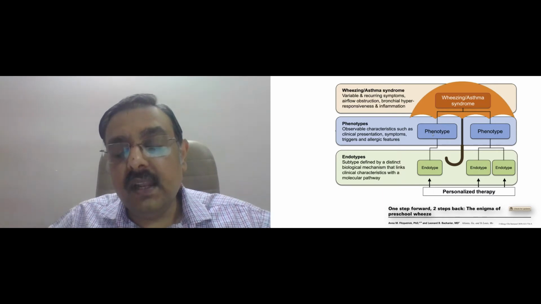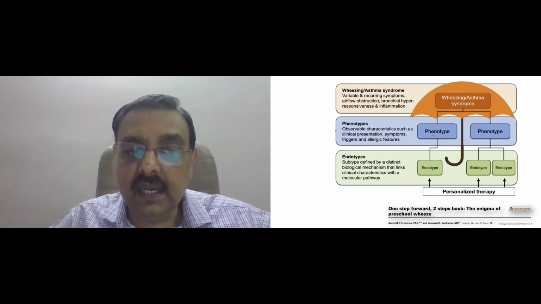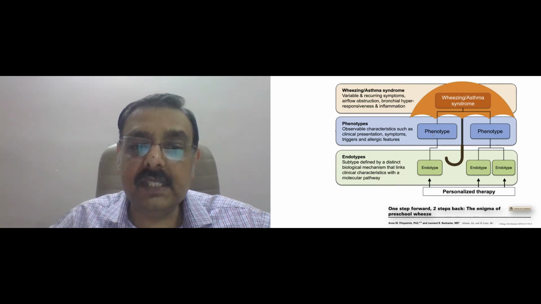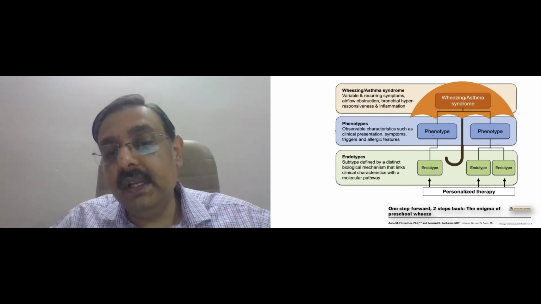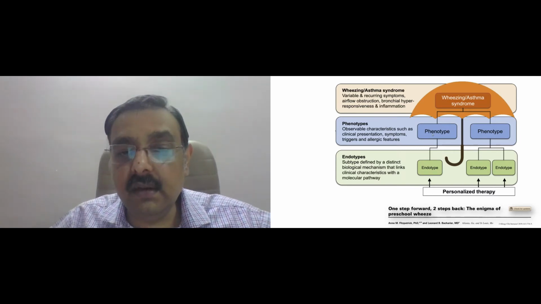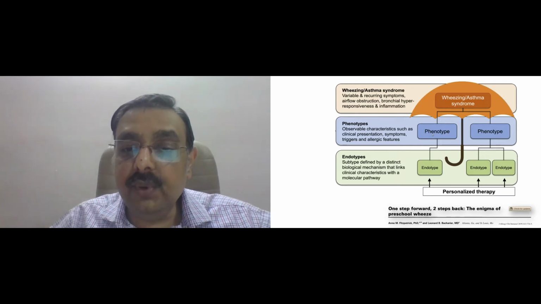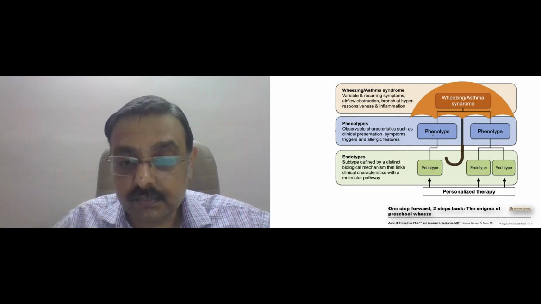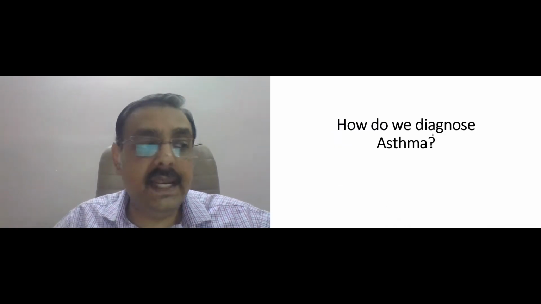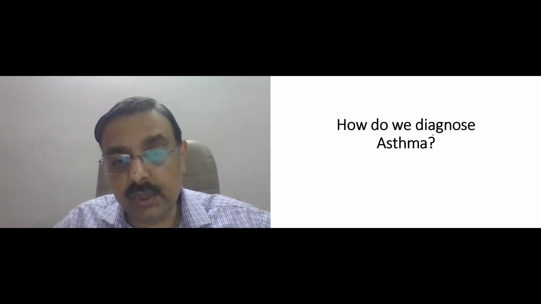Now, these phenotypes can have different endotypes, and an endotype is basically a subtype which is defined by a distinct biological mechanism that links clinical characteristic with a molecular pathway. An endotype is now being recognized in asthma, and if you recognize an endotype, then you might be able to offer a personalized therapy to this adult or this child. So let's see how we diagnose a child with asthma, and then we'll take these issues forward.